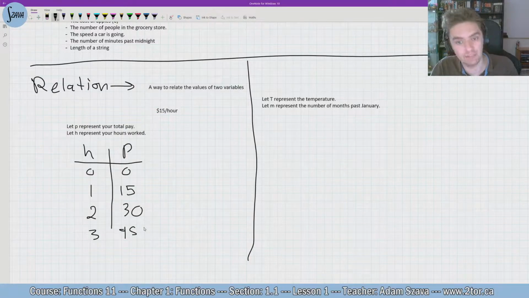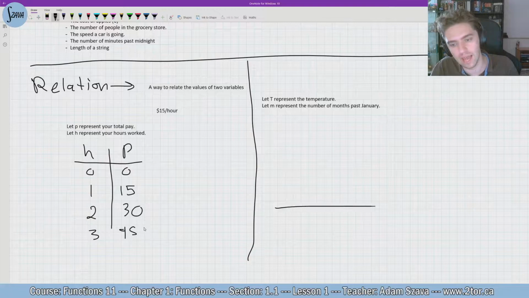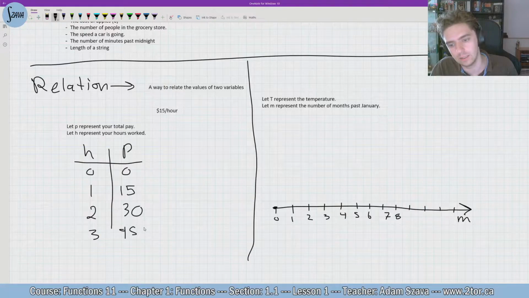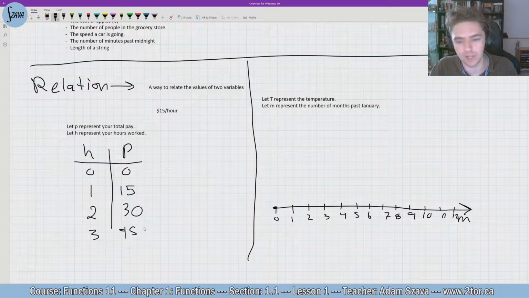Maybe we can try to graph this relation, right? So if I have a graph, on the x-axis I'm going to put the number of months past January. So this is the m-axis essentially. Here is 0, here's maybe 1, 2, 3, 4, 5, 6, 7, 8, 9, 10, 11, 12. So that's the m-axis. That's measuring how many months past January. So that's February, January, February, March, April, May, June, July, August, September, October, November, December, and then January again. Maybe we don't need that last January, but whatever.